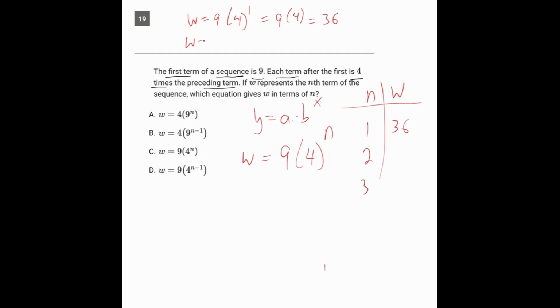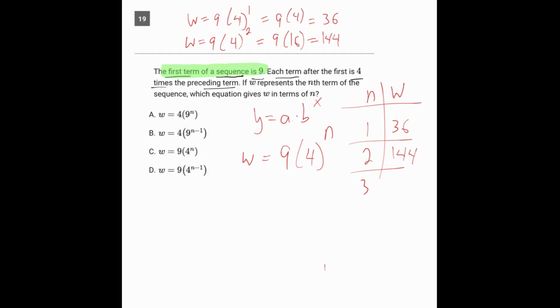If we go ahead and do the second one anyway, that would be 9 times 4 to the 2. 4 to the second power is 16, and that's 144. So our first term is 36, and our second term is 144. So this is not working in the sense that we need the first term of the sequence to be equal to 9. So what can we do instead of that?